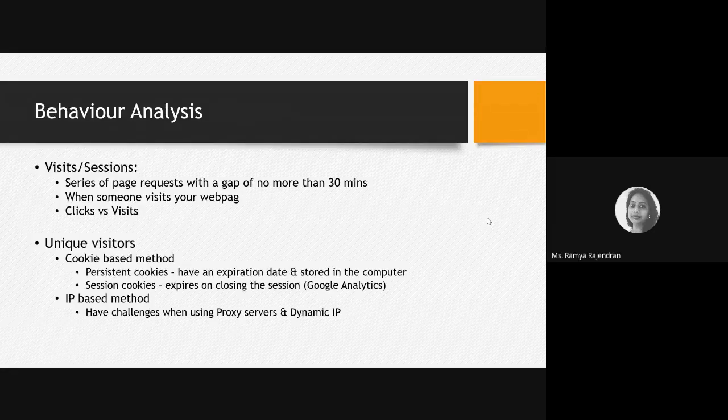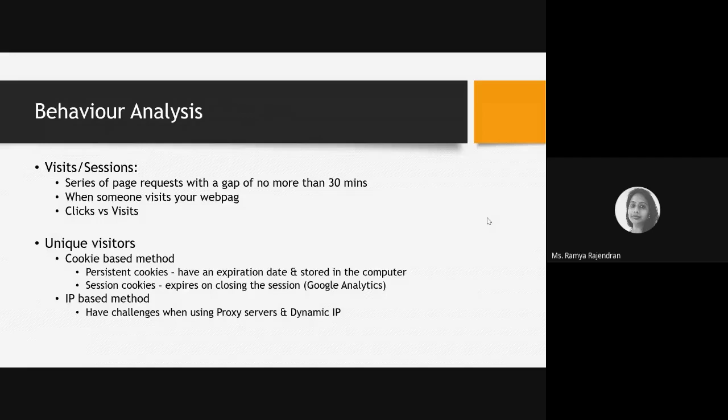So visits are nothing but a series of page requests with a gap of no more than 30 minutes between each one. For example, when someone visits a web page, you call that a visit, right? But most people think visits and clicks are really the same. It's not. For example, if someone clicks on a website, the click will be counted as one, and if they go and visit it, yes, it is one.